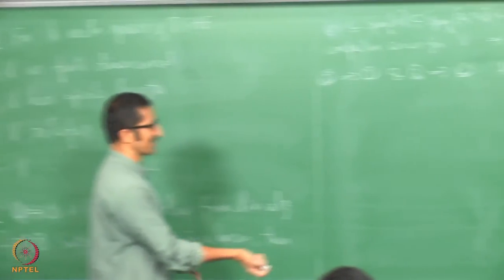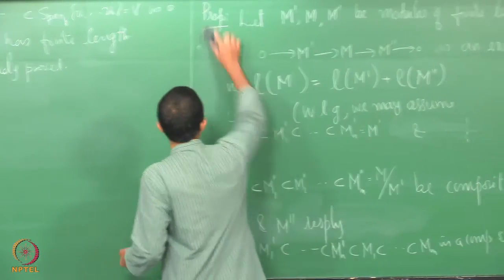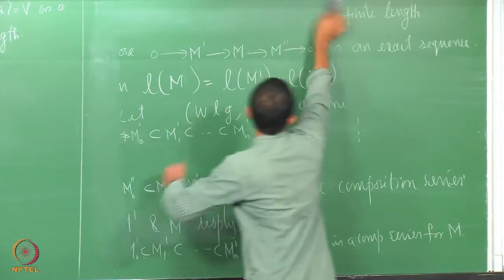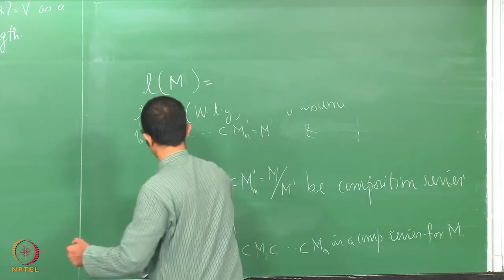So, on vector spaces, finite dimension is equivalent to saying that it is of finite length, which is equivalent to saying that the ascending chain condition and descending chain condition are all satisfied.